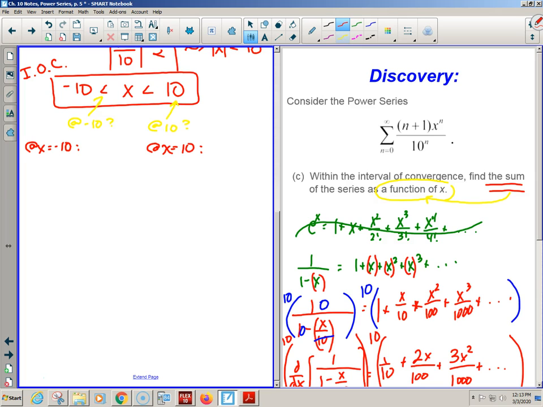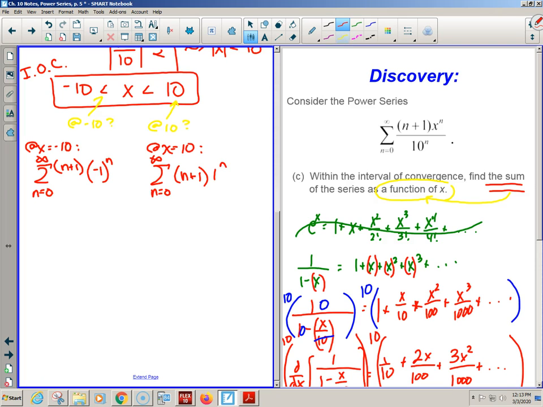So pause. Can you guys read to me? At -10, if x is equal to -10, what would my series be? The sum from n equals 0 to infinity of n plus 1 all over, what's -10 to the n over 10 to the n? Isn't it just -1 to the n? What happens if we go the other way, plugging in positive 10? 10 to the n over 10 to the n is 1 to the n. What's 1 to the n?